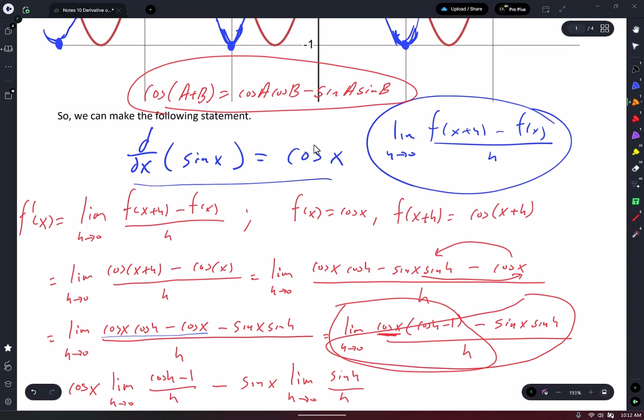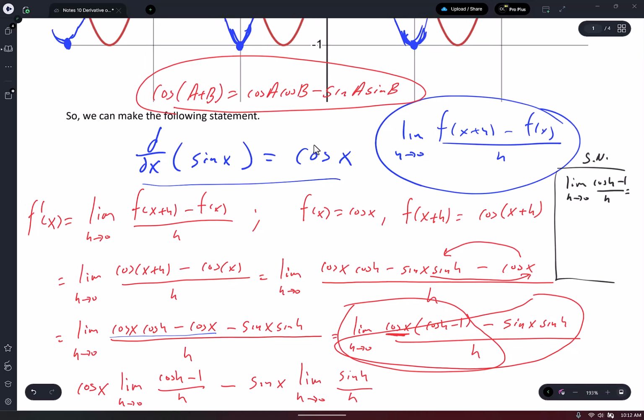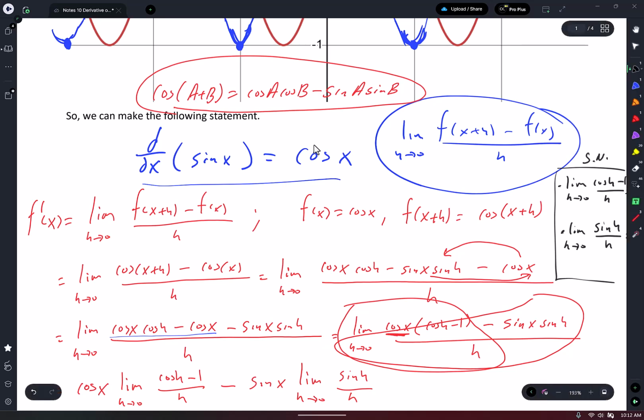I'm going to come over here and write side notes, guys. Side note. I need this property: limit as h approaches 0 of cosine h minus 1 over h. That equals, do you guys remember? 0. And I need this property: limit as h approaches 0 of sine h over h. That equals 1. I just learned about this little property that I can push a star here and these things go away. Isn't that cool?